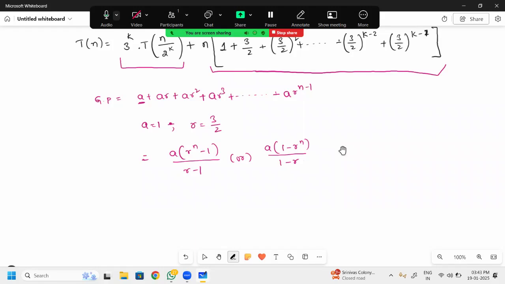Very simple. I have taken minus as common, so these two terms are interchanged. Minus minus will be cancelled, so you will get this one. Generally we convert this to get a positive value. For example, if r^n is greater than 1, you can go for this equation. If r^n is less than 1, you can go for the other equation. This is simply for remembering, but ignore this. I am going to take this one.